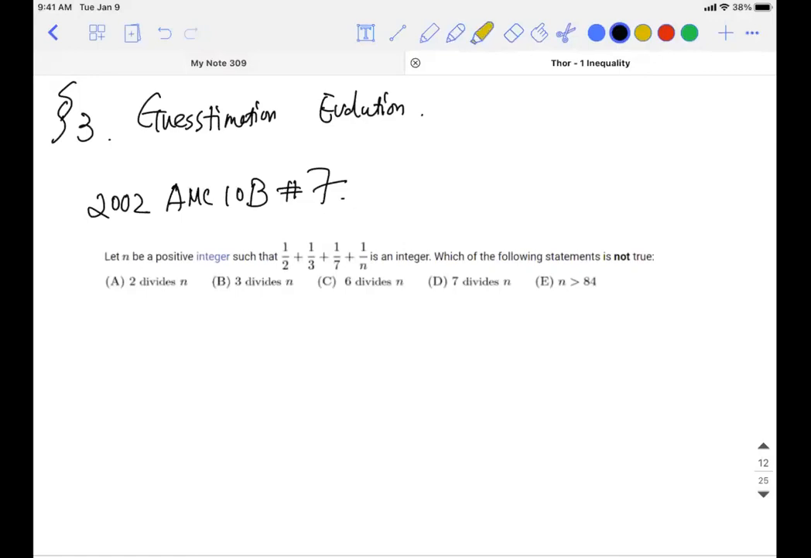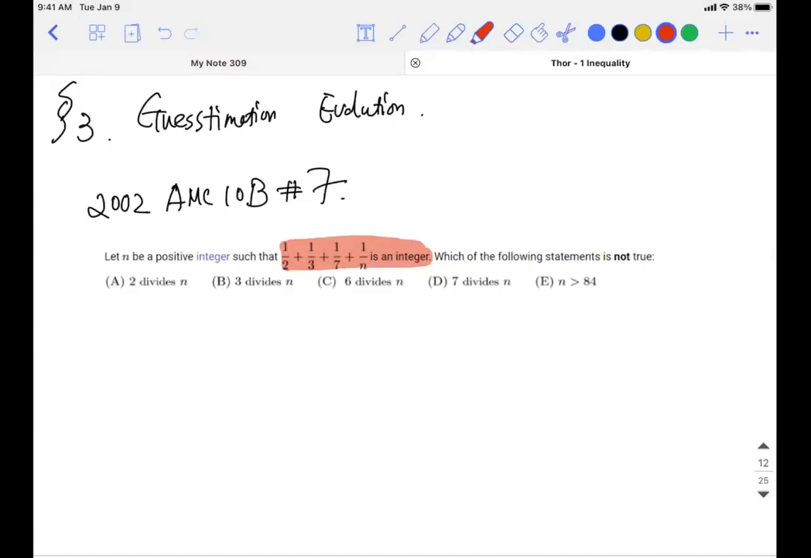All right, so let's read it together. Let n be a positive integer such that 1 over 2 plus 1 over 3 plus 1 over 7 plus 1 over n is an integer. Okay, this weird expression is an integer. And which of the following statements is not true? 2 divides n, 3 divides n, 6 divides n, 7 divides n, n greater than 84.